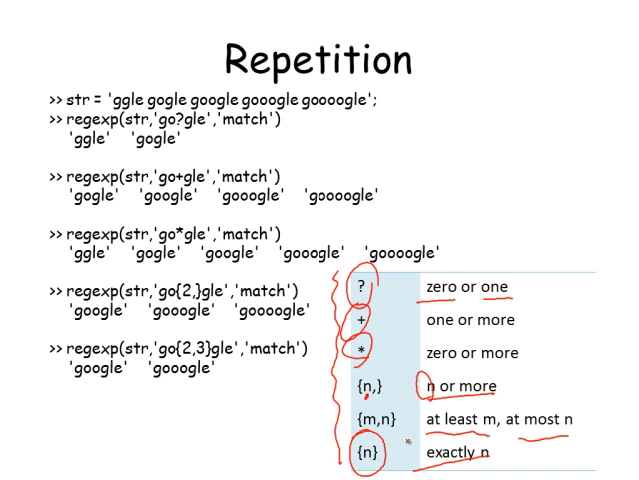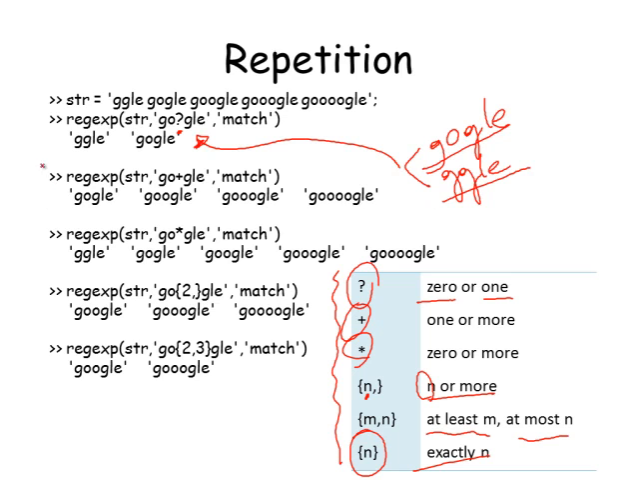It's important to note that repetition characters only apply to the most immediately preceding character. So with this GO question mark GLE, you are basically searching for a G followed by 1 or 0 O characters, and then it'll match GOGLE or GGLE. So these are the two things that are specified by this pattern. Not all of these combinations may be in your string, but in this case they are. So you are able to search and match this one and that one.